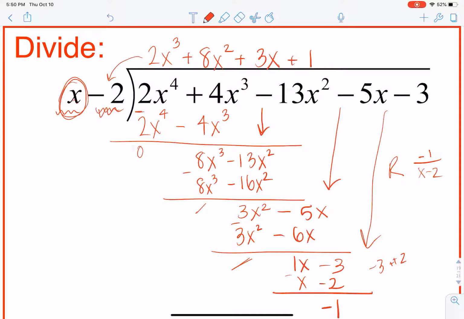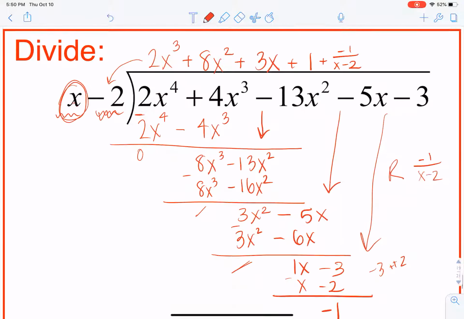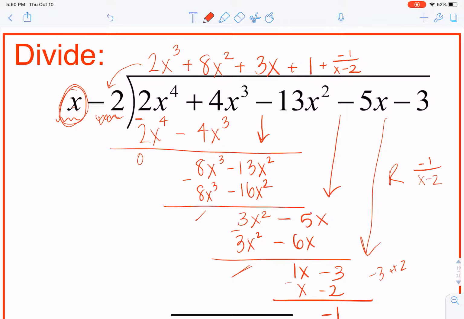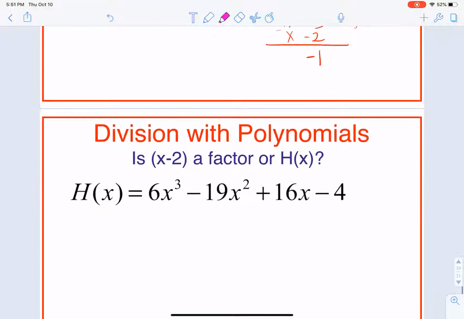So just like when I had a remainder when we were dividing by numbers, that I stuck back over my divisor, here I can add on my remainder, and I can call it negative 1 over x minus 2. So when asking the question, is x minus 2 a factor of q of x? It is not, because we have this remainder here. It does not go in evenly, if you want to say. Okay? All right, last question.